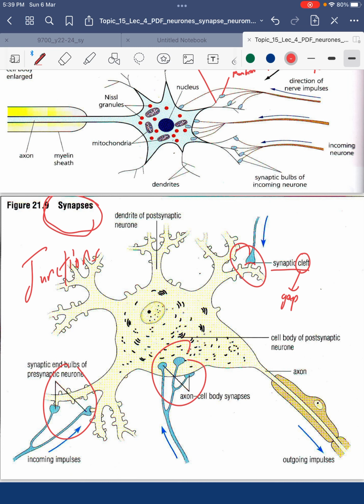Okay, so this particular neuron may receive incoming impulses from other neurons, so it serves as a junction to relay the nerve impulse to other neurons.